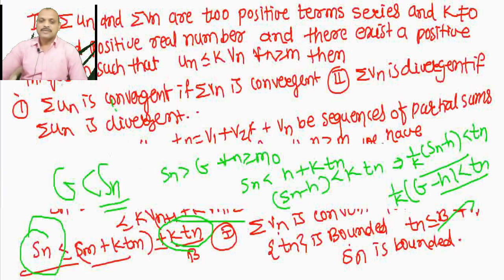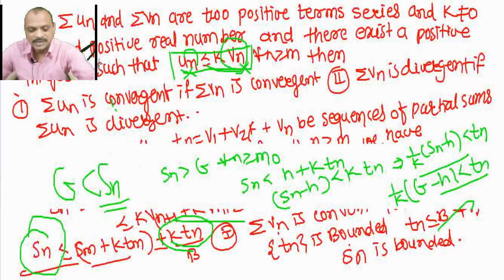It shows whenever we have this type of relation Un less than or equal to k into Vn, then as Vn is convergent, Un is also convergent, and when Un is divergent, then Vn is also divergent. Now we see the limit form of this series comparison test.